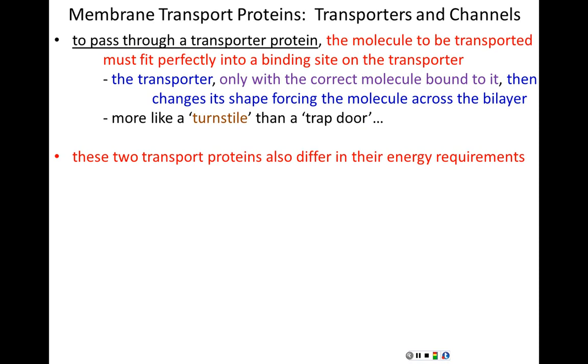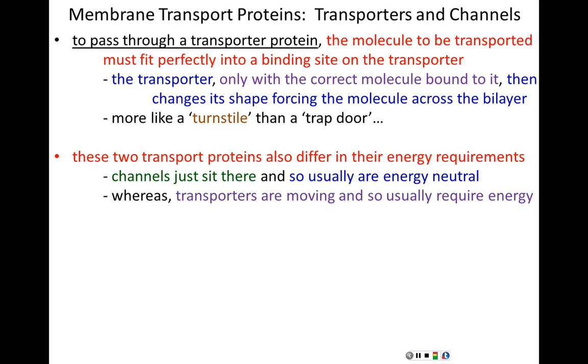These two different transport proteins, by that I mean transporters and channels, also differ in their energy requirements. It's intuitive, I think, but channels have no moving parts. Channels are doorways. Channels are trapdoors. They sit there, and so that doesn't take any energy. You're either open, and everyone goes through, or you're closed, and no one goes through. So they're largely energy neutral.